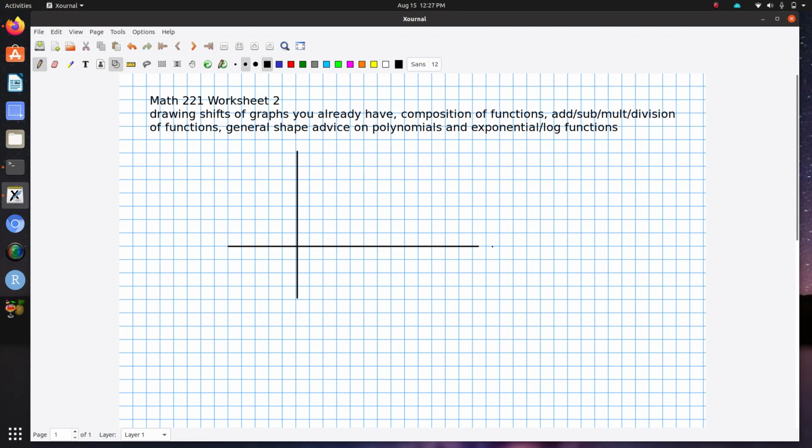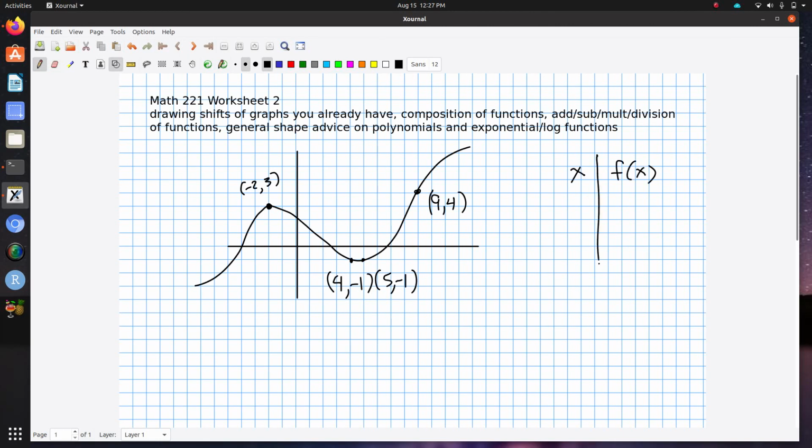If we start off with a function, let's say it's like that. I'm going to benchmark this thing at a couple of points so that I kind of know where I am. My function f of x contains, you can pause the video for a second and tell me what those 4 points are. For this function that I just arbitrarily threw up onto the screen, I have some x's and some f of x's, and I can make myself a table. At -2 this guy is 3, at 4 and 5 this guy is -1, and at 9 it's 4.